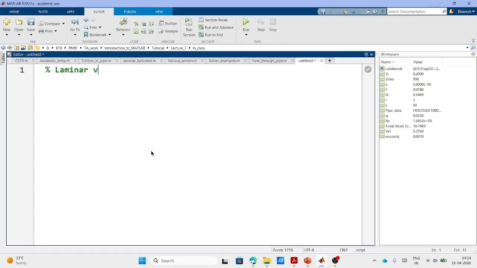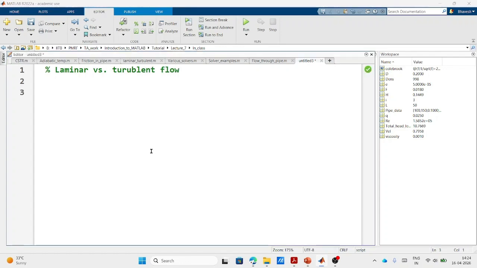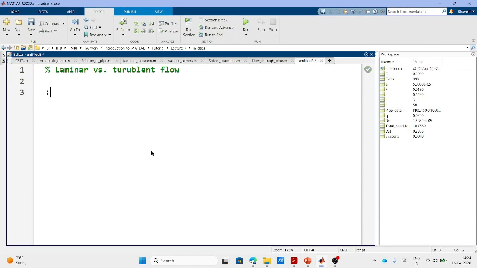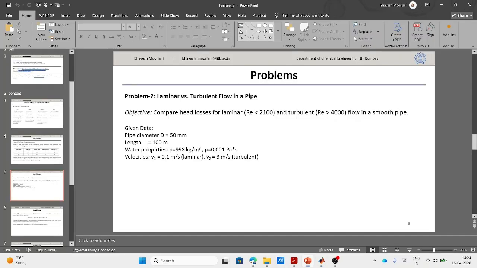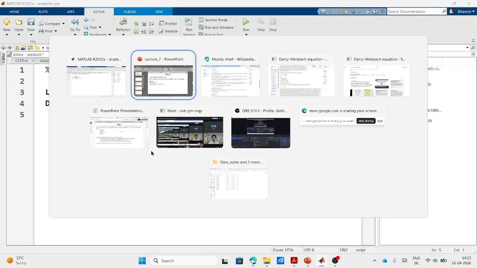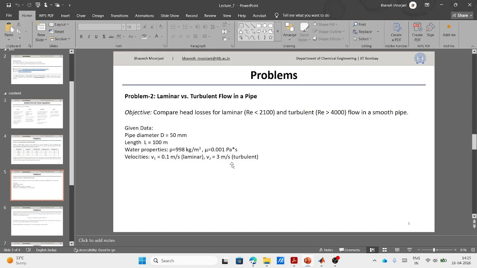I will write laminar versus turbulent flow. What information we have? We know the pipe diameter and length. Length is 100 meters. Okay, it's in meter. Diameter is given as 50 mm, so it will be 50 divided by 10 to the power 3, this much meter. This is your length, diameter. Then you have water property also given.